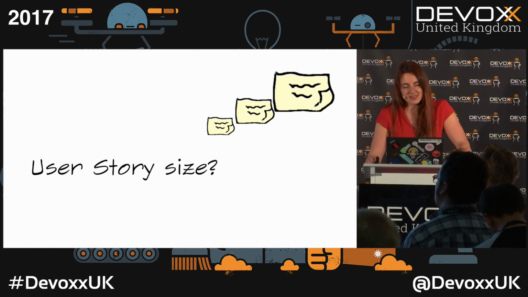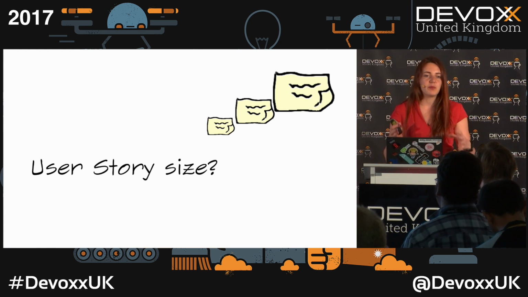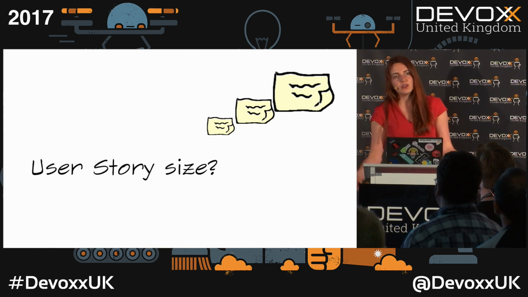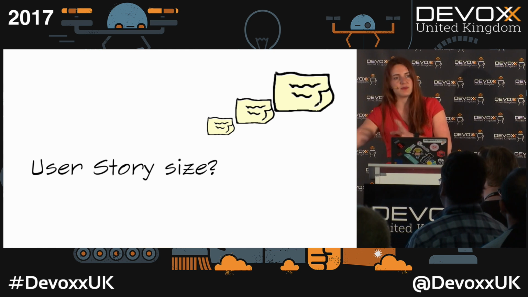Again, size. This is a difficult one because we always say that we should be able to deliver it within one sprint. And guess what? It's not so easy, and frequently we cannot make the stories the same size.